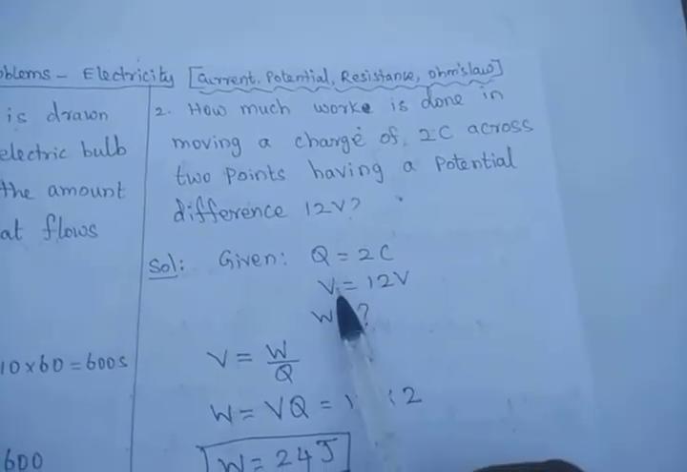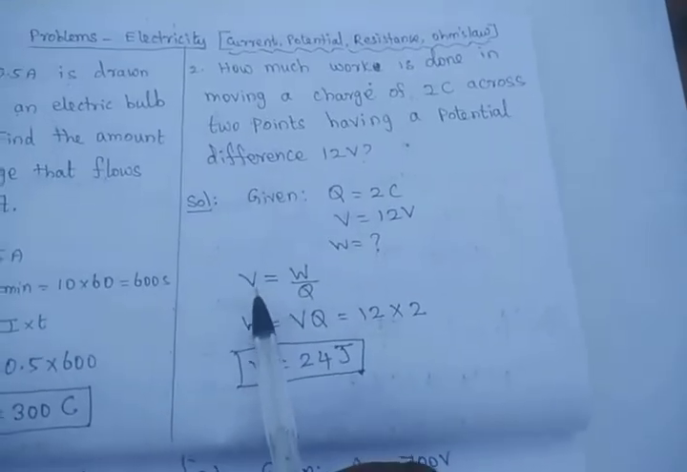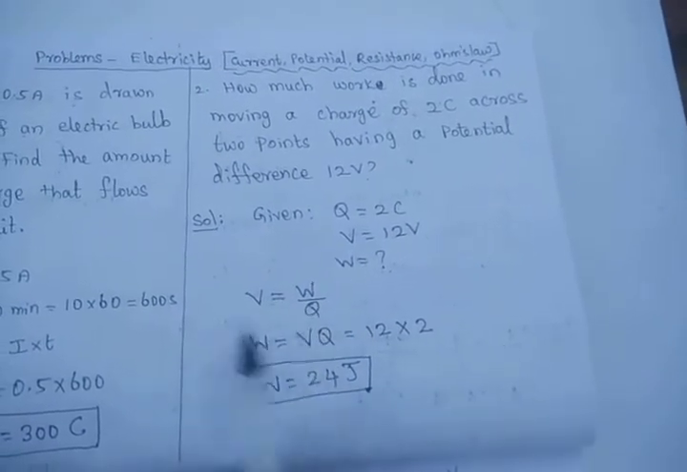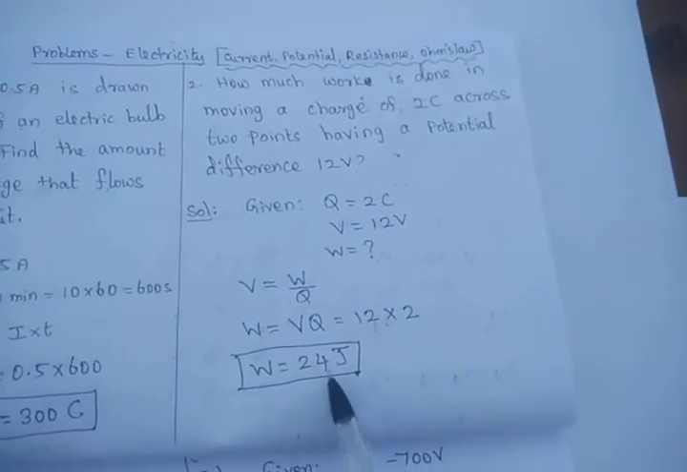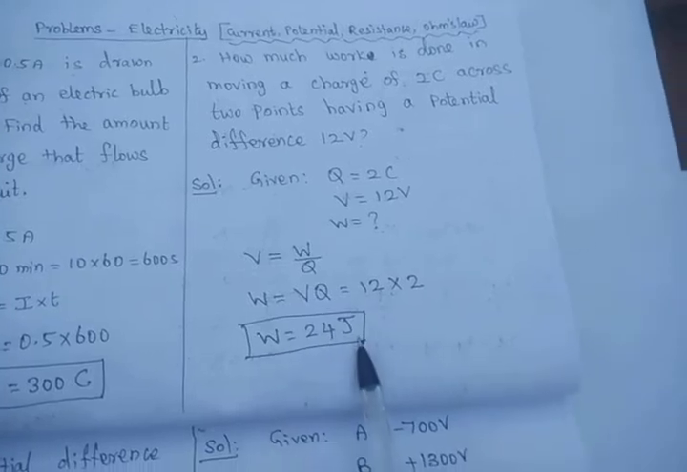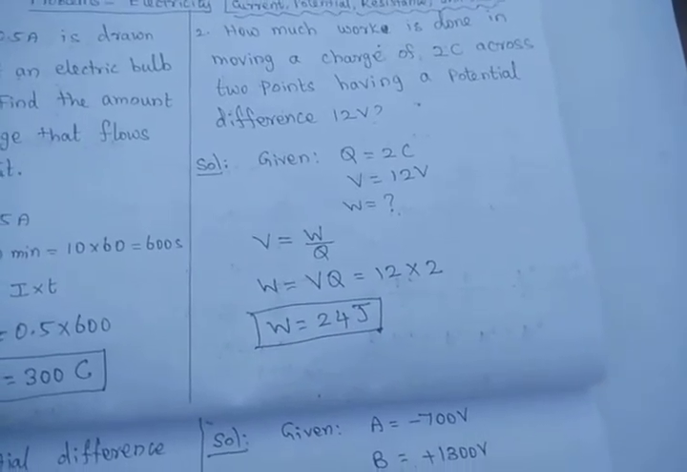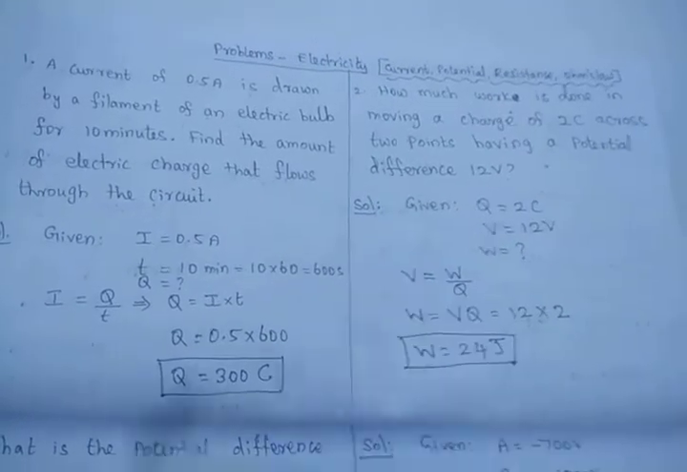Q is given, potential is given, so what is W? Easily we can find the formula: potential is equal to work done by charge, so work done is equal to potential into charge. So 12 into 2 is 24. What is the SI unit of work? It is joule. So we write work is equal to 24 joule. These two problems are example problems given in our book.